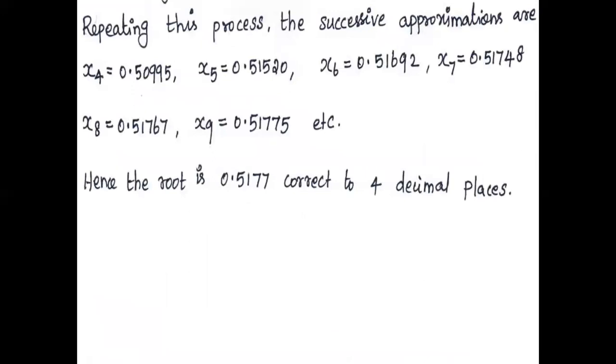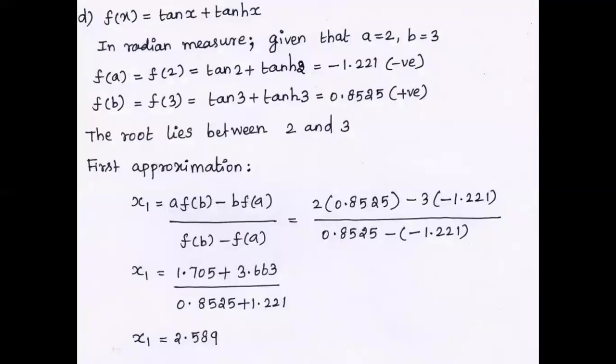Repeating the process, the successive approximations x4, x5, x6, x7, x8, and x9. So after the 9th approximation, we got 4 decimal places are same. So therefore 0.5177 is the final root.